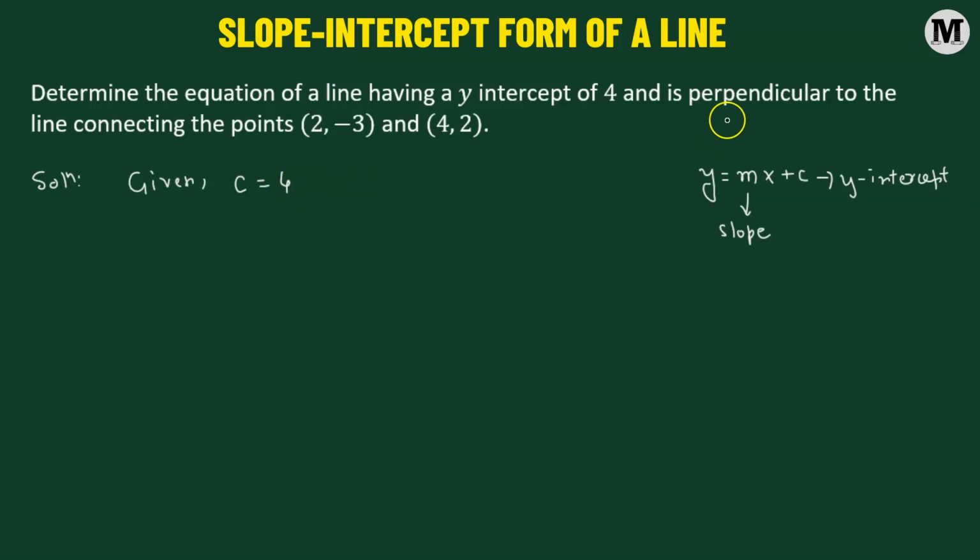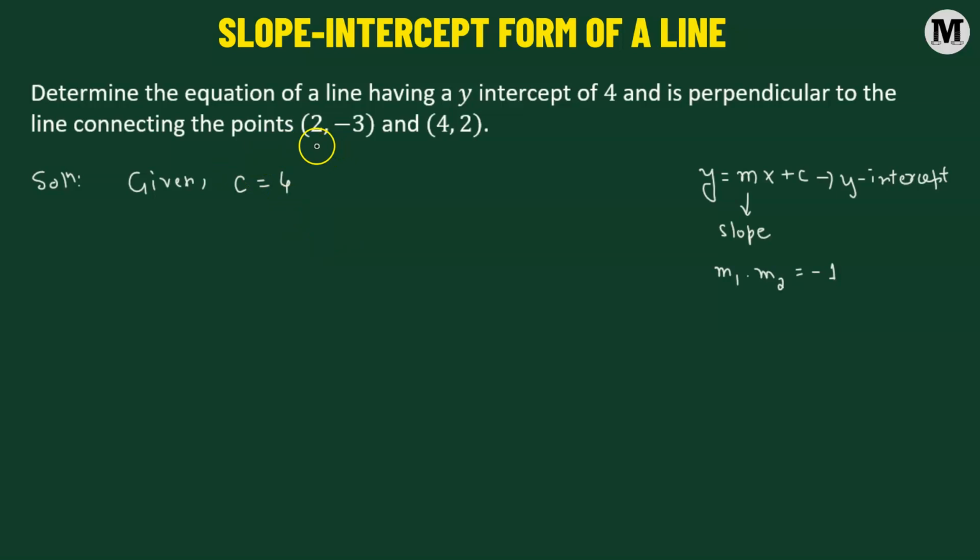It's also given that the line we need to obtain will be perpendicular to the line containing (2, -3) and (4, 2). We will use the fact that if one line has slope m1 and the other line has slope m2, then the product of the slopes is always -1 if the two lines are perpendicular to each other. So let's use this fact.